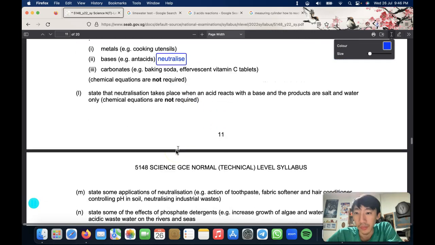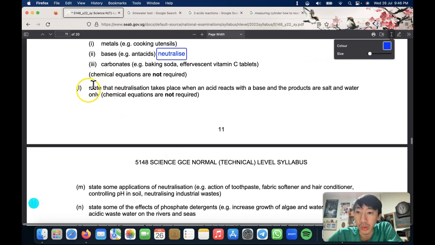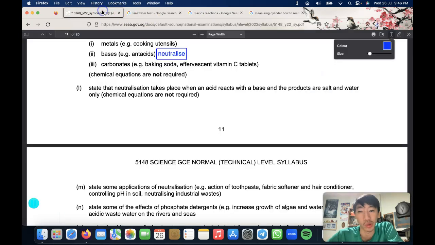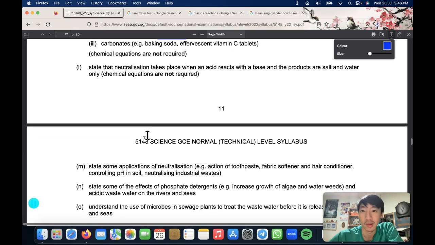So lastly, we need to state that neutralization takes place when an acid reacts with a base, and that the products are salt and water only. This is exactly what we have been saying here, right? Acid plus base equals salt plus water. This one you must just memorize, no choice. The more I explain, the more confusing it gets, so just memorize it.